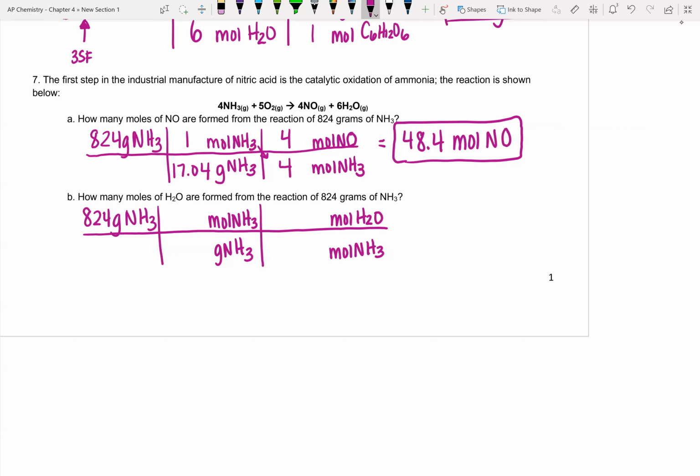From the previous question, 17.04 grams make 1 mole. That's the molar mass of the ammonia. From the balanced equation, there are 6 moles, because that's the coefficient of water, for every 4 moles of ammonia. So the number of moles of water, rounded to 3 sig figs, is 72.5 moles of water.